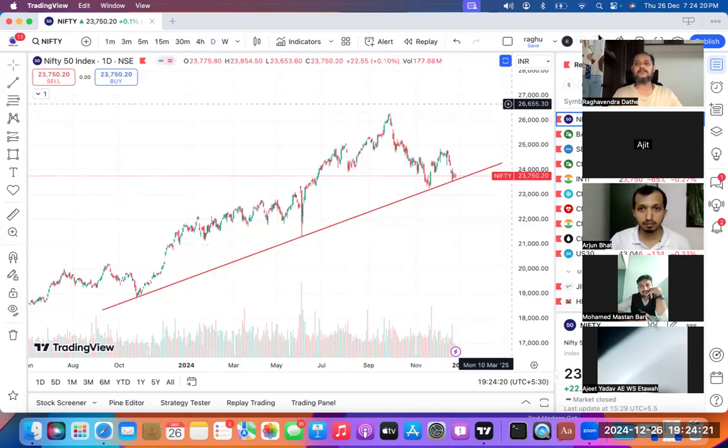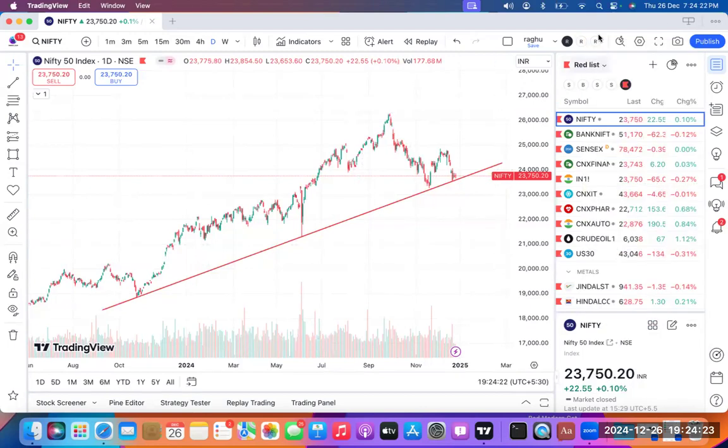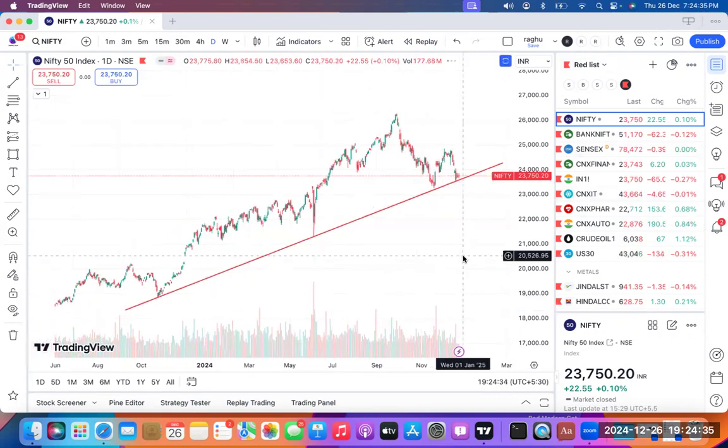So we will start with the basics, which is price action, and we will understand how price action works, and how price action helps us to understand how the market will work in different time frames, different zones, and all these things. So let me remove this drawing.